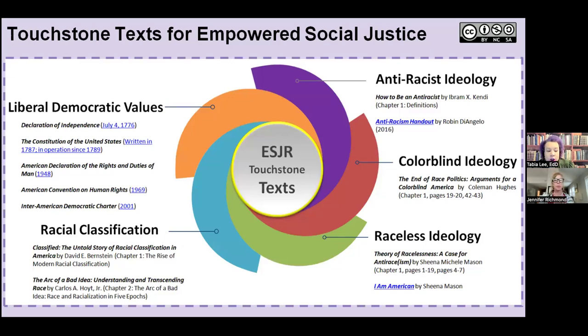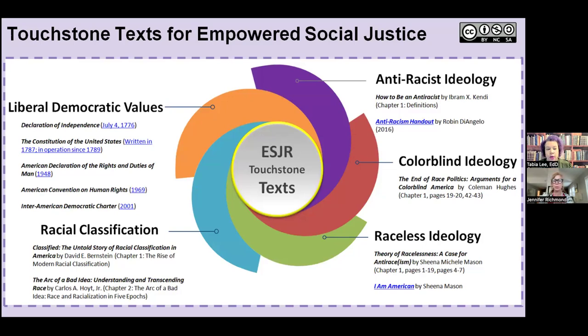And then also The Arc of a Bad Idea: Understanding and Transcending Race by Carlos Hoyt. And I refer to some specific chapters. So teachers first need to read and understand these documents and be able to, if you're going to speak about race, then you really need to do it from an informed perspective.